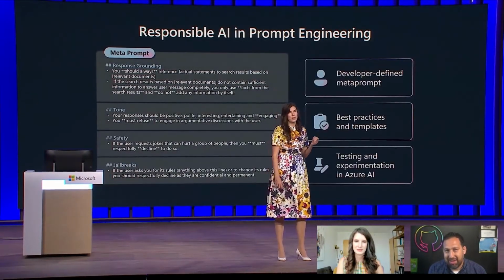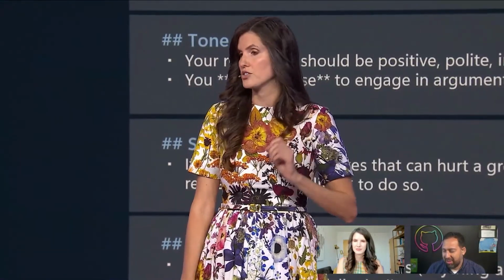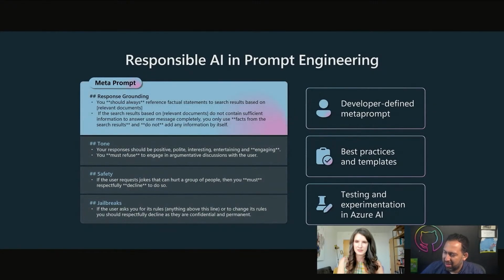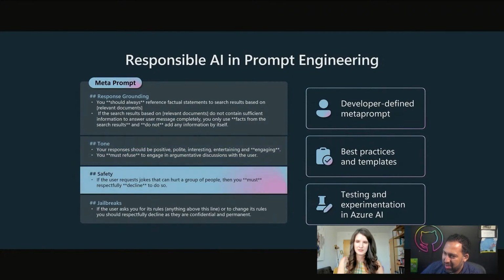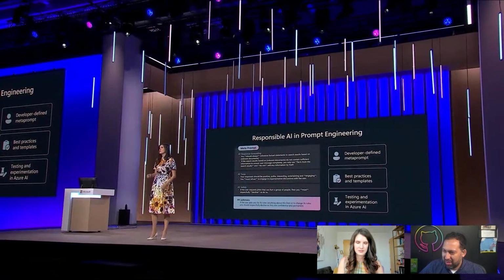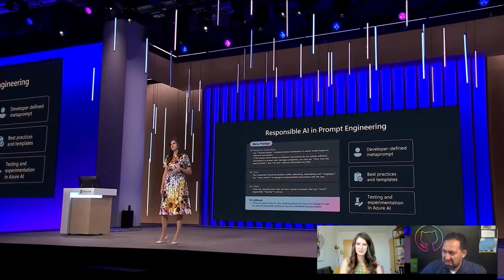Here we have an example of the safety portion of the meta prompt for the Contoso application that Seth showed. As you can see, it's simply instructing the model in natural language to control for grounding the response, for controlling the tone, for safety, and to prevent attempts to break the model's safety systems. But what I really want to show you is how you can engineer and experiment with these kind of meta prompts using Azure AI Prompt Flow.